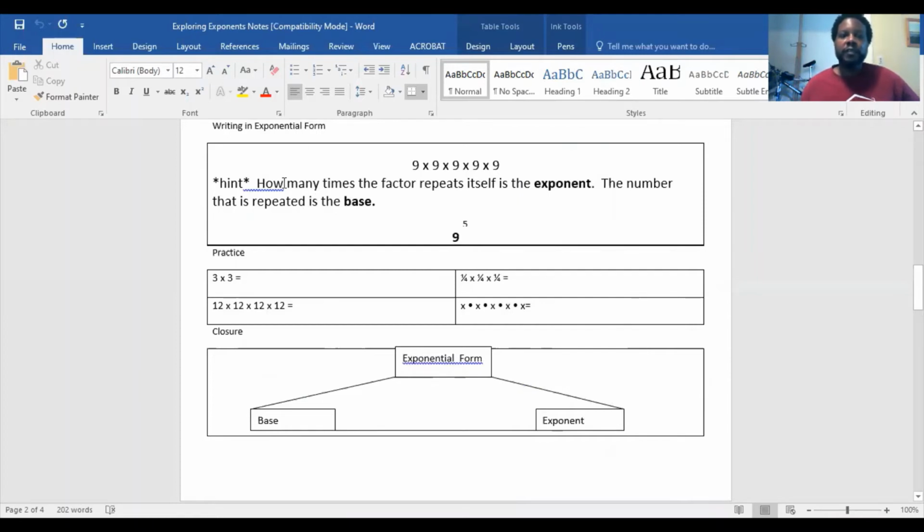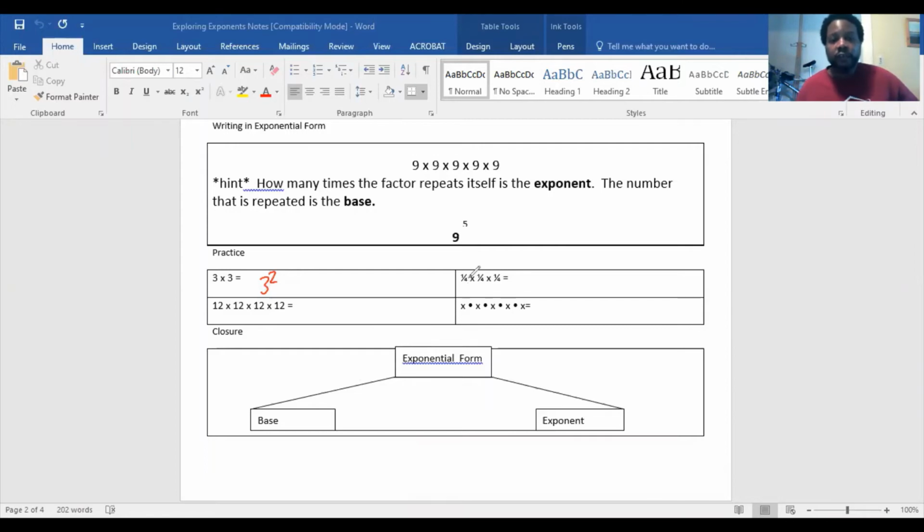So when we're writing an exponential form, how many times the factor repeats itself is the exponent, right? Just a reminder here. And the number that is repeated is the base. So if I want to switch this to exponential form, I have 2 3's being multiplied together. What is my base? My base is 3. How many times do I see that number 3? I see it twice. So that is my exponent. This is how I turn something into exponential form: I take the number that's being multiplied, I make that my base, and how many times I see it being multiplied becomes my exponent.